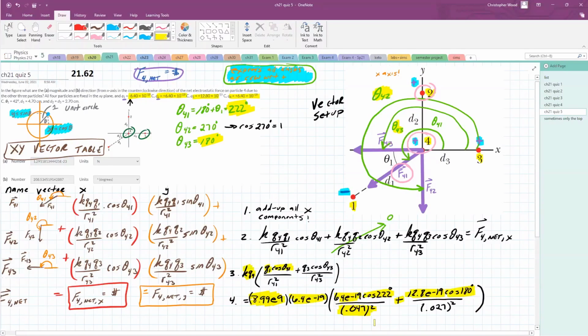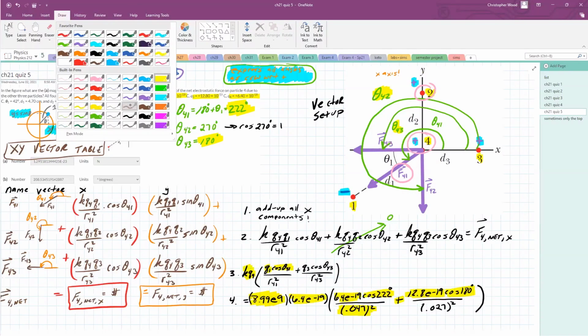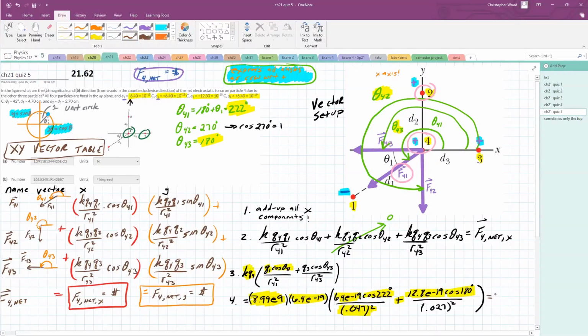Okay. I think that's good. Let's get a calculator. Put that in your calculator and store it. And then the Y components will go a lot faster because we can kind of just copy and paste this approach.